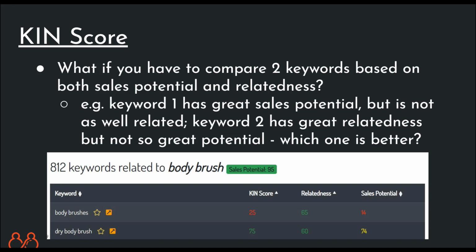So this is where kin score becomes very useful, because it balances out both relatedness and sales potential to give you a single metric that you can use right away. And you can see that in terms of kin score, which is once again a proprietary way of combining relatedness and sales potential, dry body brush has a kin score of 75, which is really great, while body brushes only has a kin score of 25, which is kind of bad. So in this case, your focus should be on dry body brush, and you should probably completely ignore body brushes.